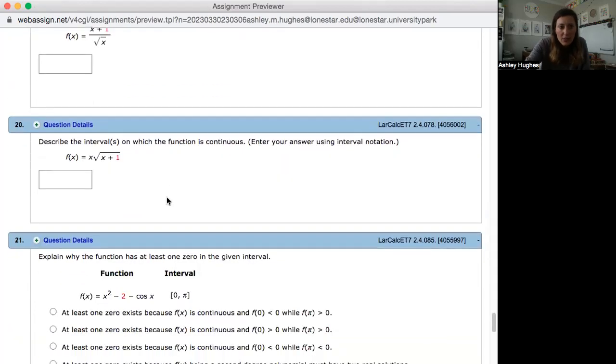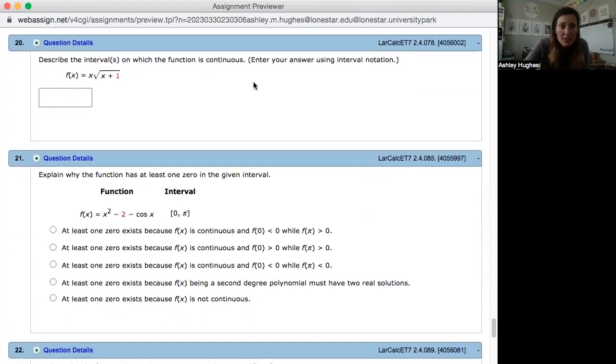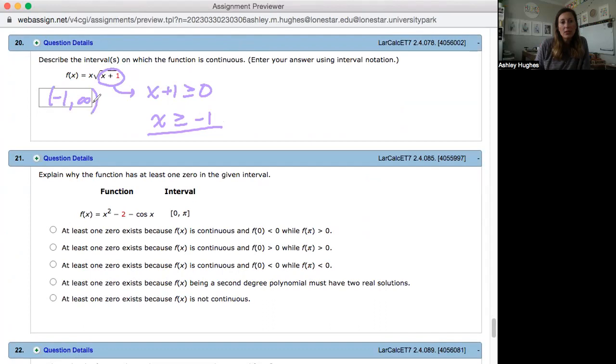Domain is the x values. Basically, what can x be? This one, again, you have to think about where you would have an issue. Since you have a square root, you cannot take the square root of a negative number. So this inside needs to be greater than or equal to 0, which means x needs to be greater than or equal to -1. So you would say from -1 to infinity.